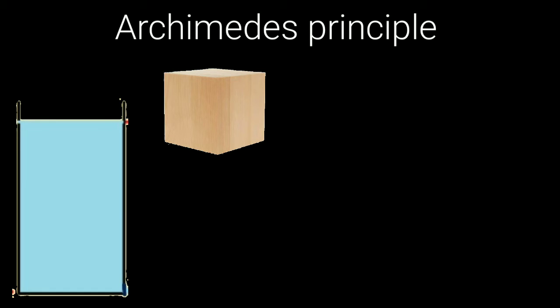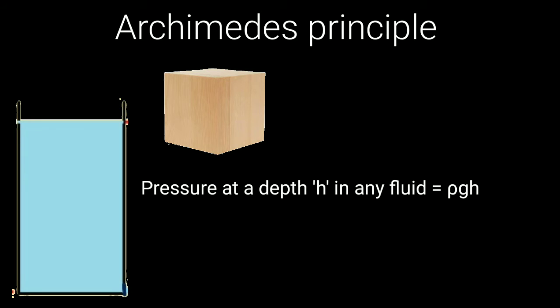Before starting the topic, I want to tell you one thing: pressure at a depth h in any fluid is calculated by the formula rho g h, where rho is the density of that fluid, h is depth, and g is acceleration due to gravity. Now immerse the cube in the cylinder at a depth h.